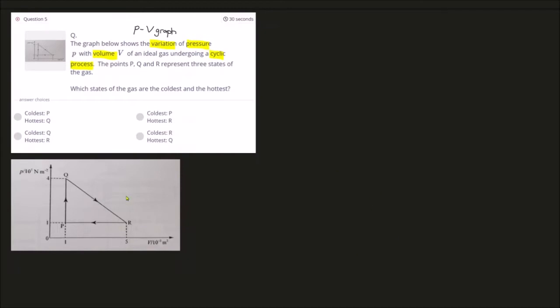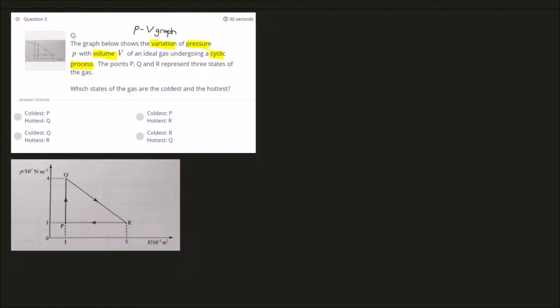If you look over here, let's say it starts from P, then it goes up, comes down and goes back to the initial state. So the final state after going through the whole process will be equal to the initial state. That's why we say it's cyclic. It goes through a complete cycle back to the initial state. The points P, Q and R represent 3 states of the gas. P is one state, Q is another state, R is another state.